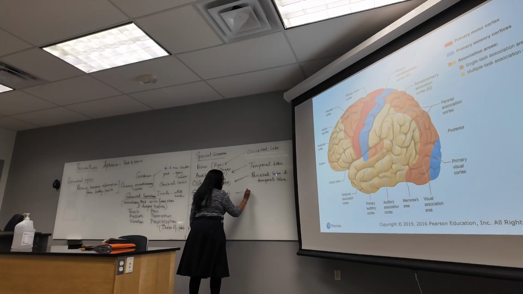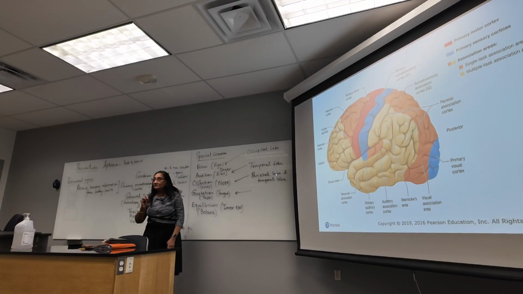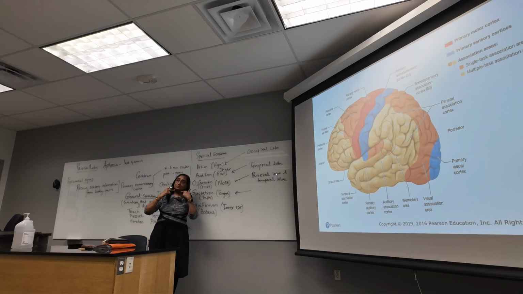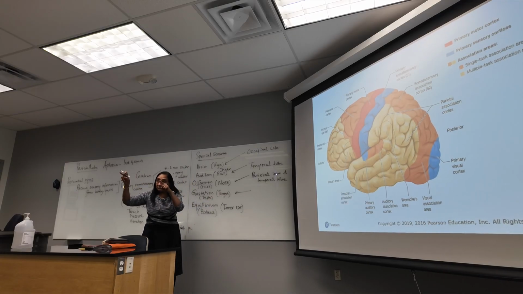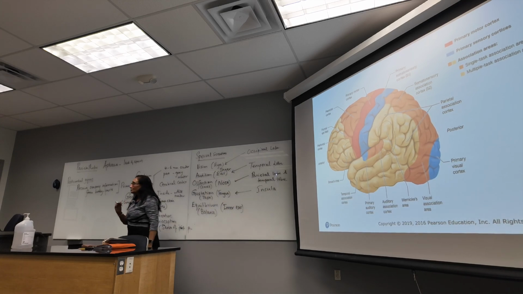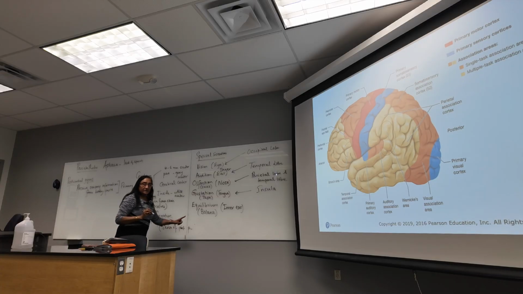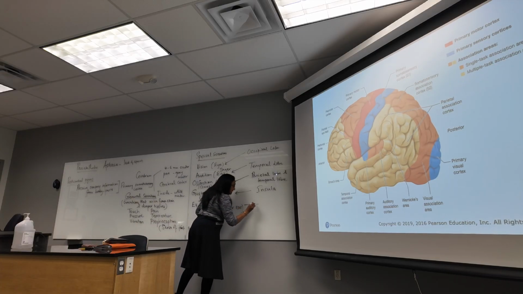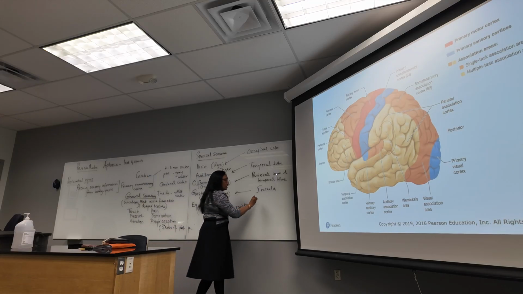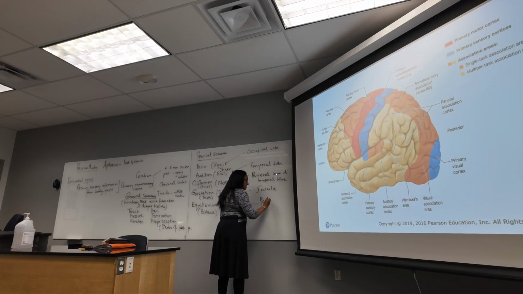Then gustation, the taste. Taste sensations from the tongue are carried finally to neurons in the insula. So the insula is responsible for taste. And then equilibrium and balance is also pretty much the same. It goes to parts of the parietal lobe and the temporal lobe.